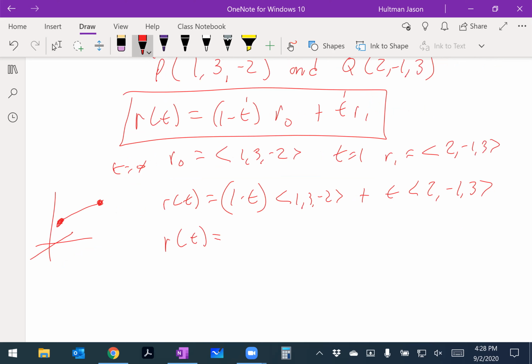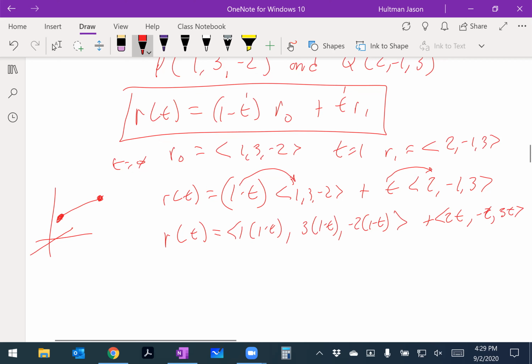So now what I'm going to do is distribute. This becomes 1 times 1 minus t. This is going to be 3 times 1 minus t. This is going to be negative 2 times 1 minus t. Okay, plus 2t, negative t, 3t. Okay, so now I want to add component to component.